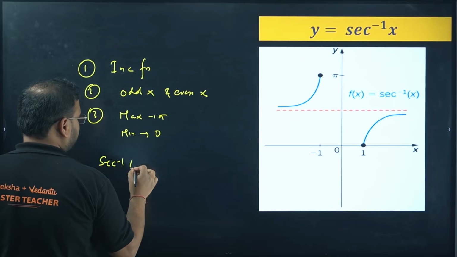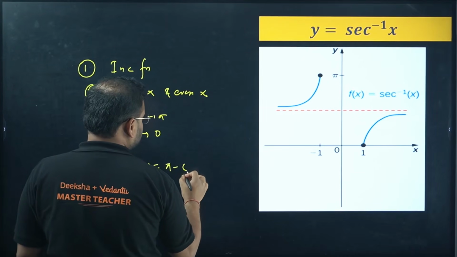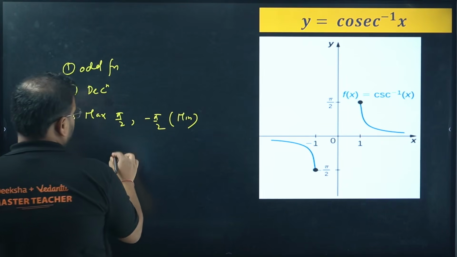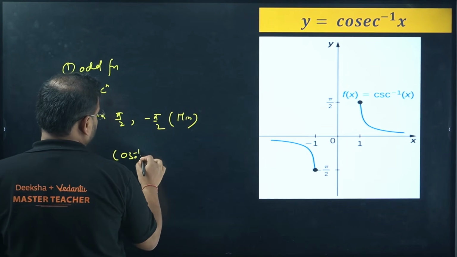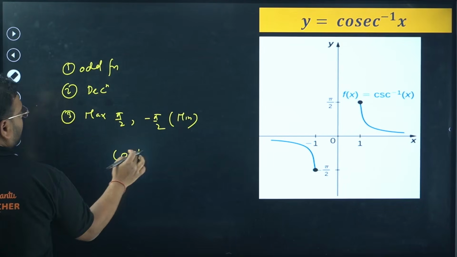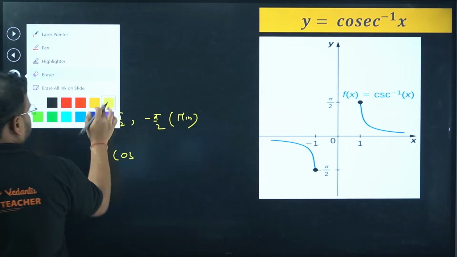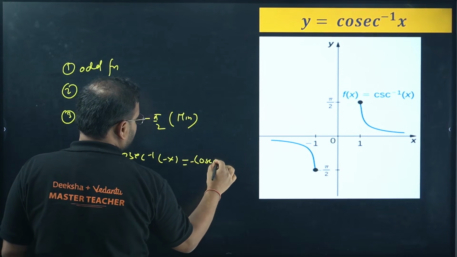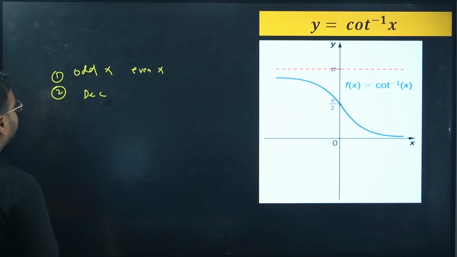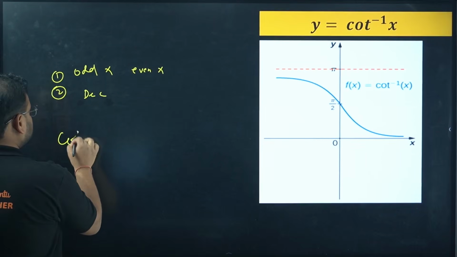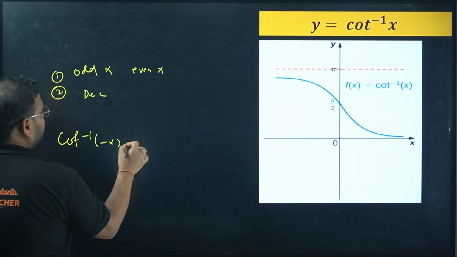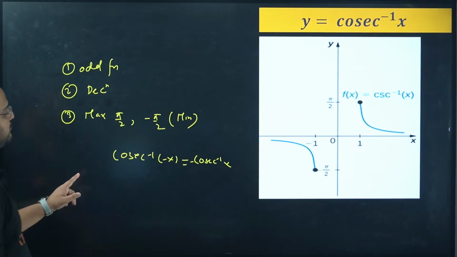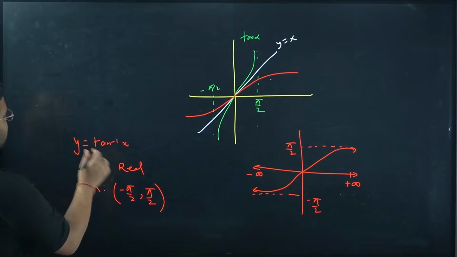Sec inverse of minus x will be what? Pi minus sec inverse of x. They write it over here as well. Cosec inverse, this is an odd function. Cosec inverse of minus x is given by minus cosec inverse of x. It's an odd function. Cot inverse, again the same rule applies, neither odd nor even. Cot inverse of minus x is given by pi minus cot inverse of x. Here also we have the property.